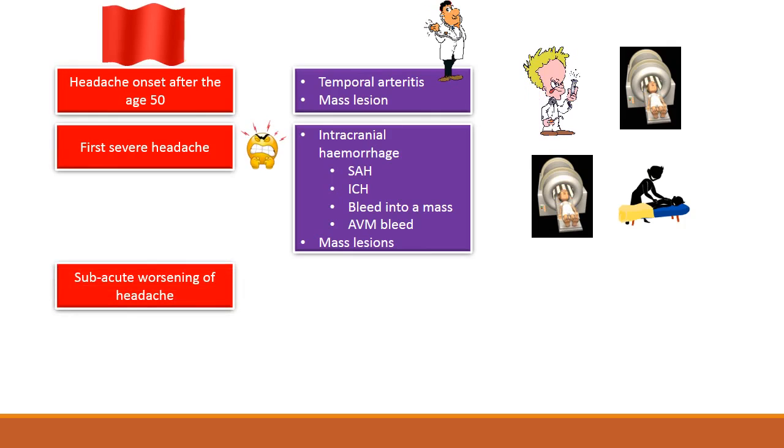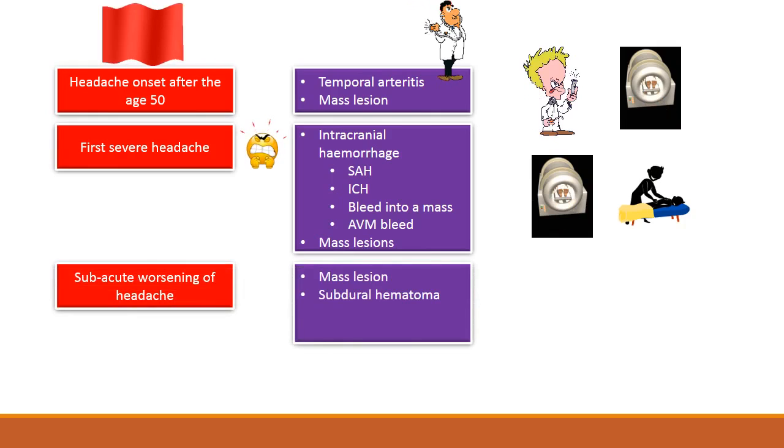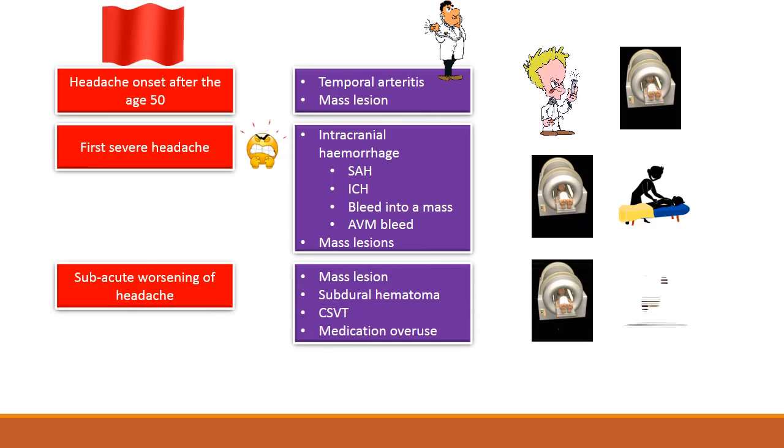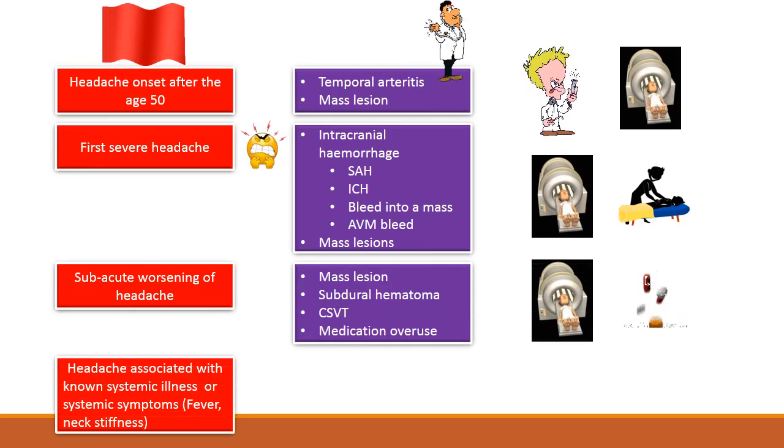If patient complains of subacute worsening of headache, the differential diagnosis includes mass lesion, subdural hematoma, CSVT, or medication overuse, and the workup should proceed with neuroimaging and thorough medication history.